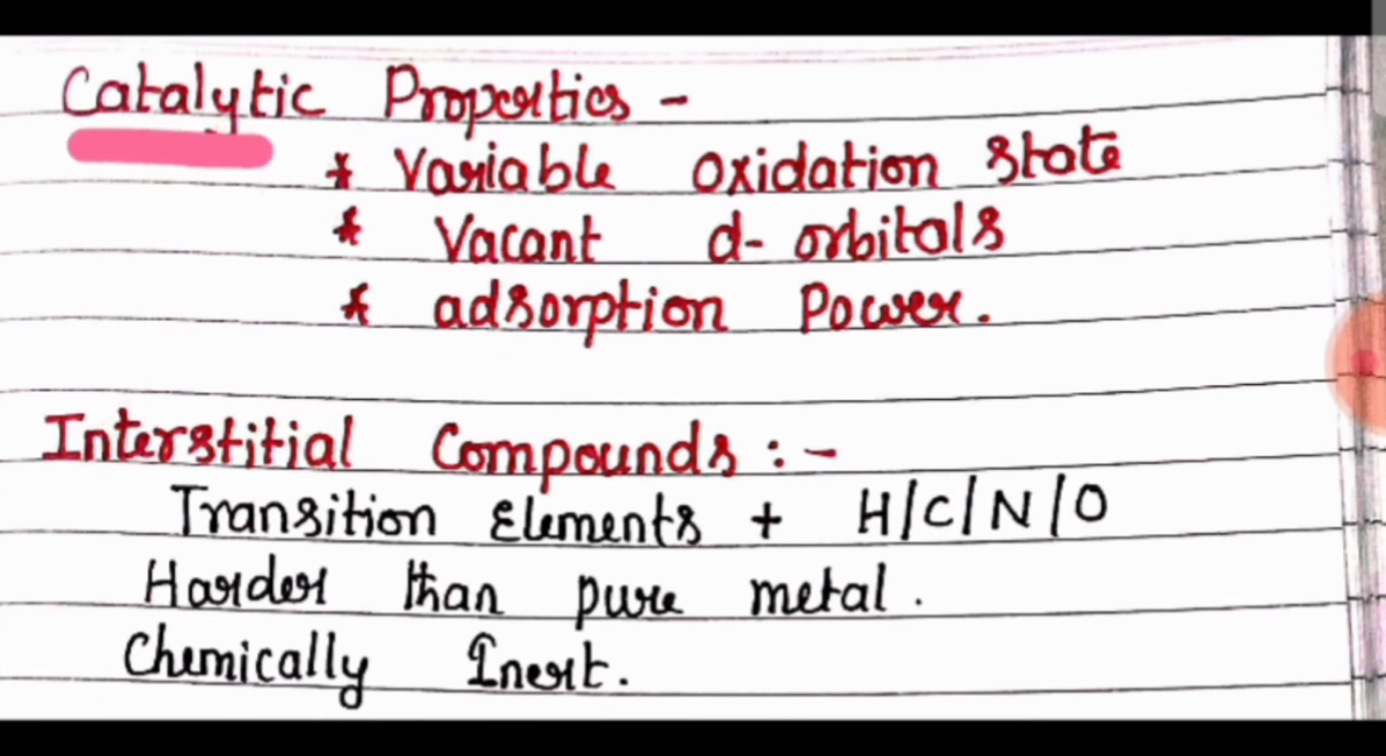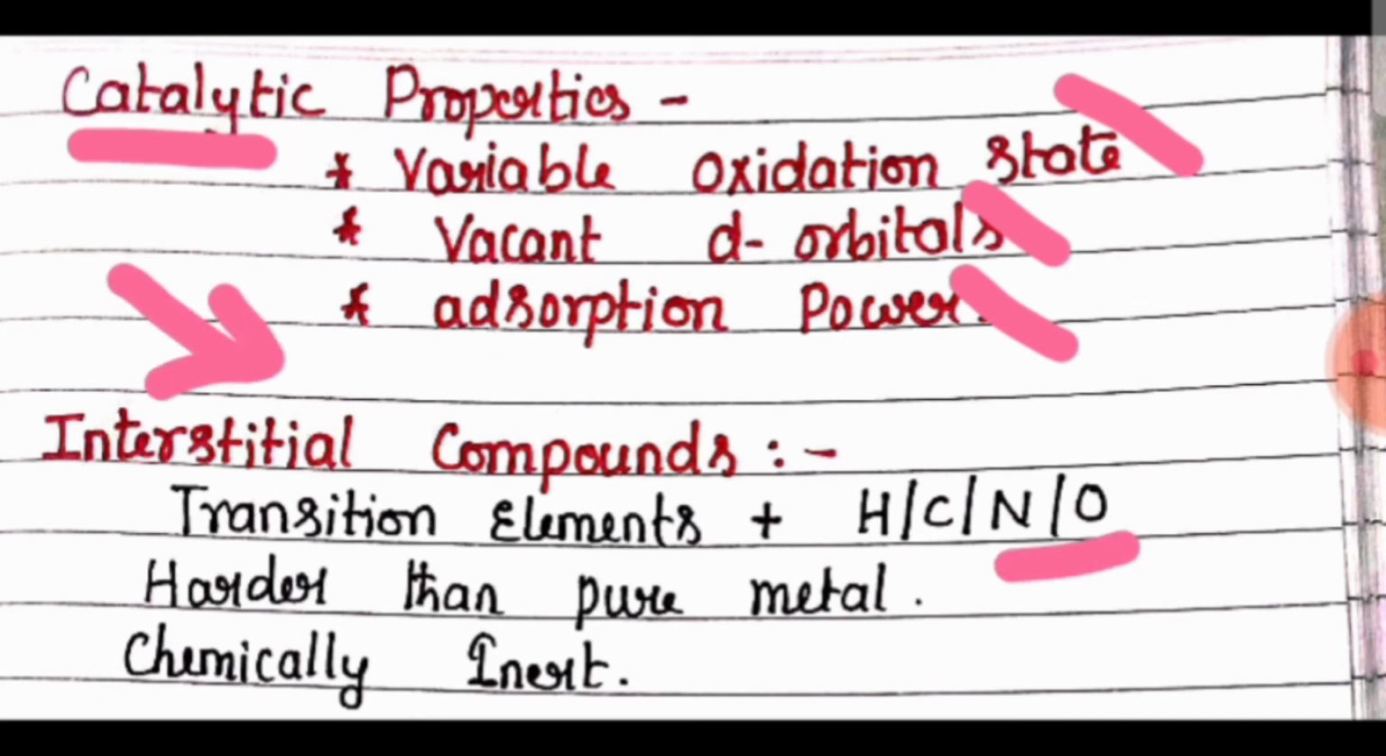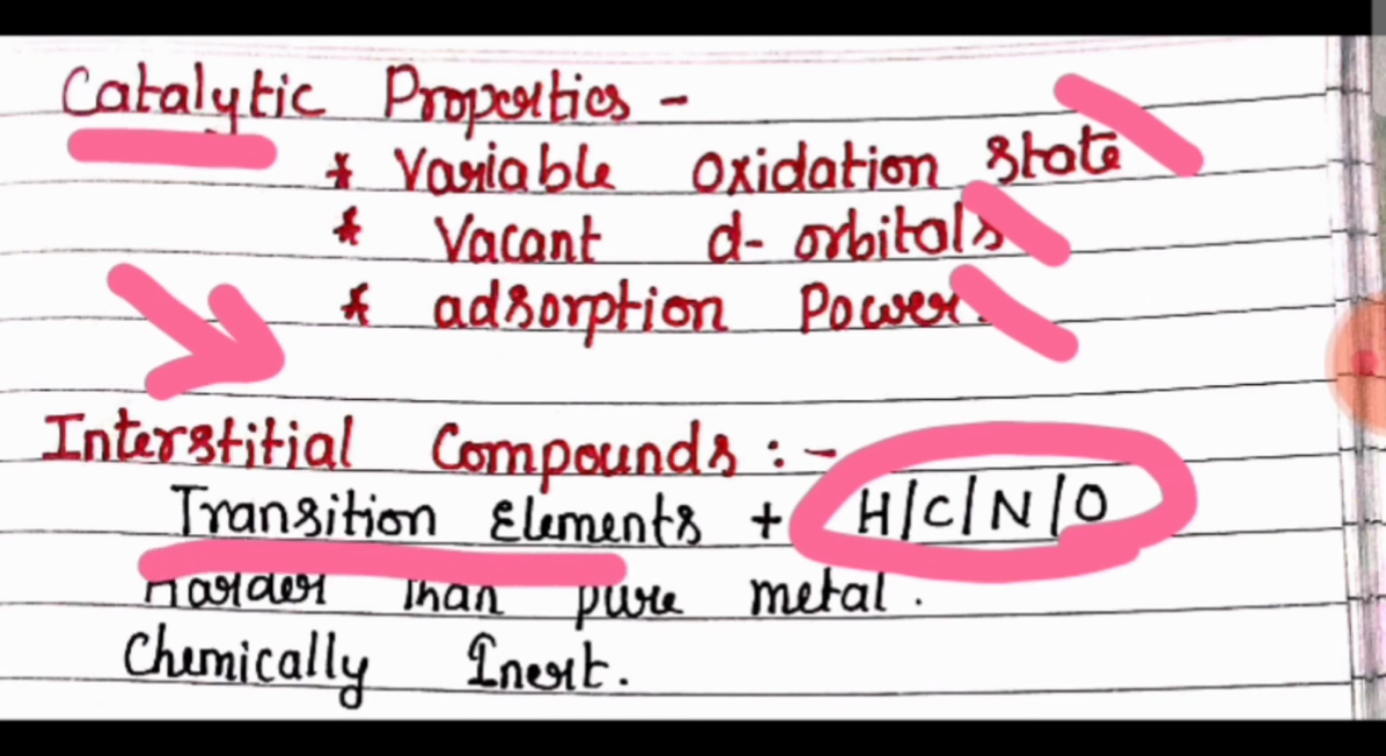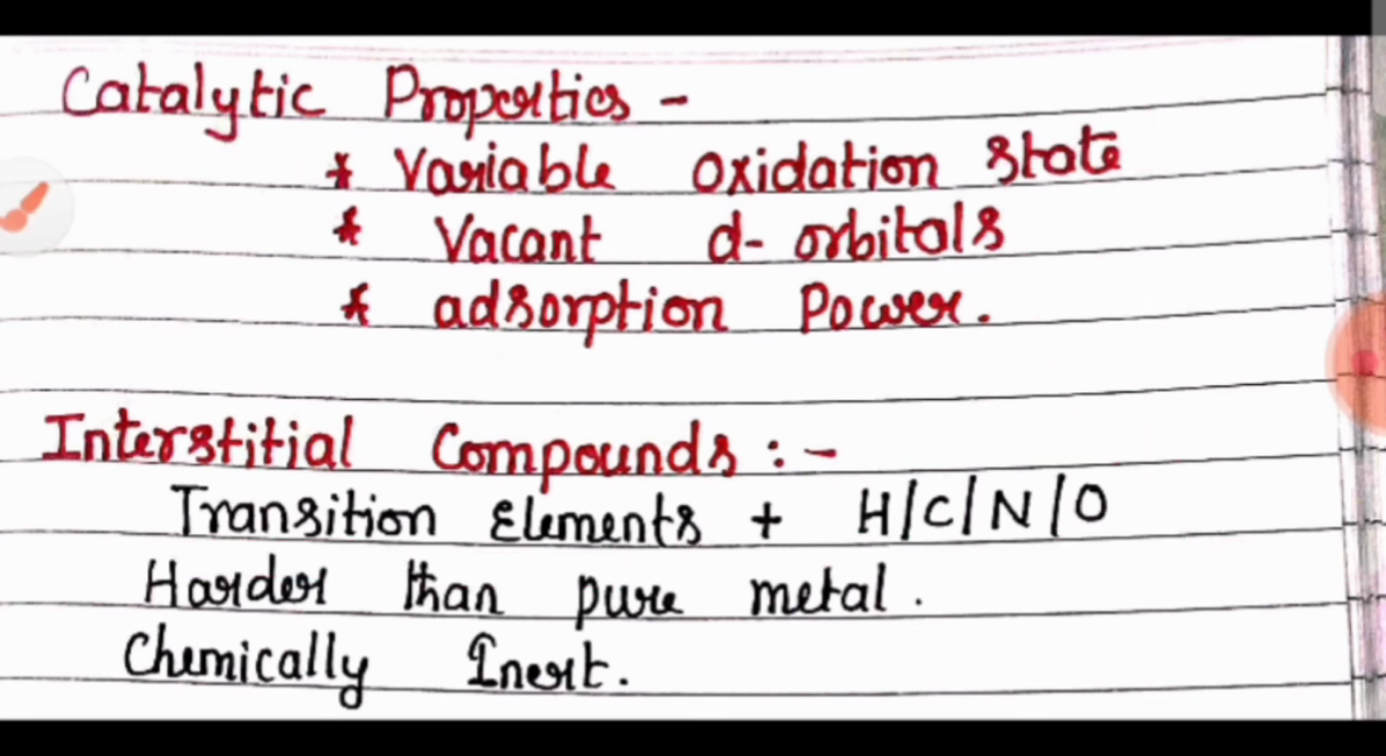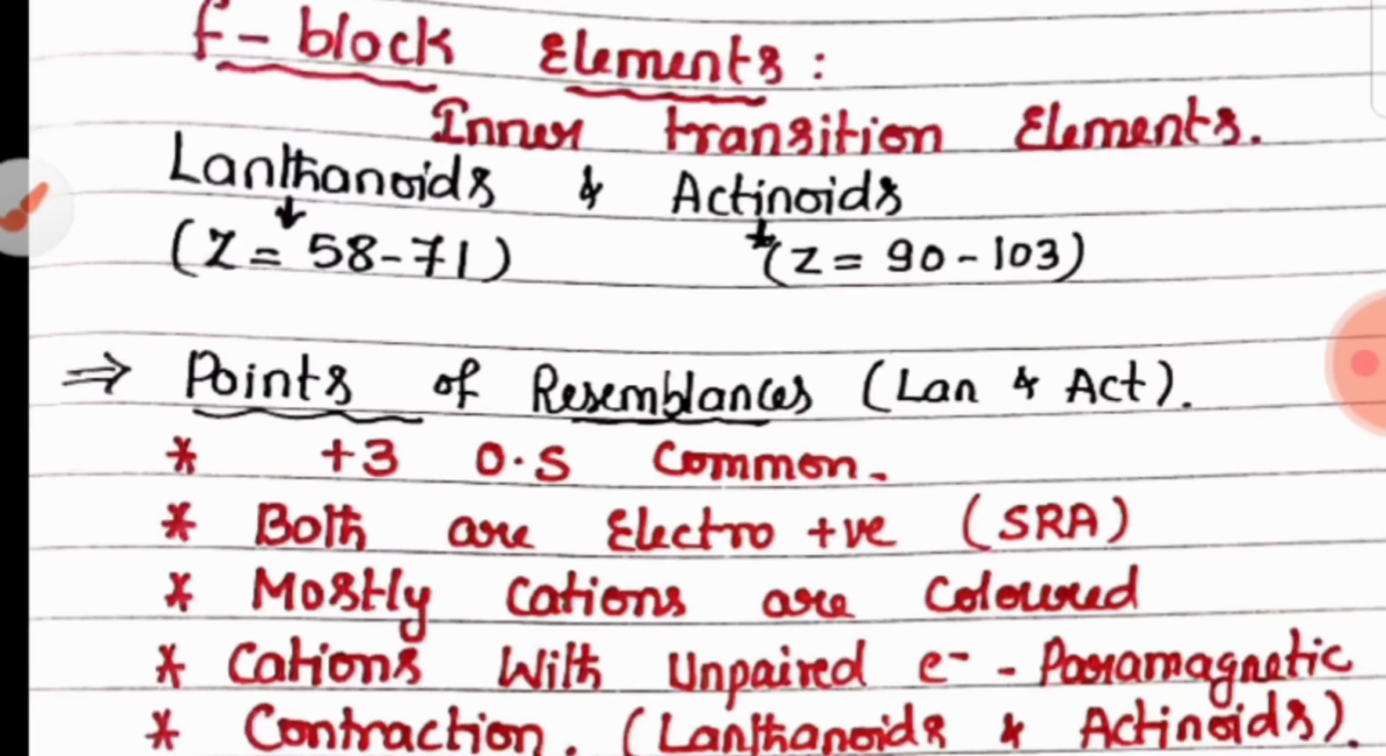And transition elements show catalytic property because of variable oxidation state, because of partially filled d orbital, and because of more adsorption power. And remember, interstitial compounds are those compounds in which smaller atoms like hydrogen, oxygen, carbon are trapped in the cavities of transition elements. Like that, interstitial compounds are formed, which are basically harder than the pure transition metal, and they are chemically inert in nature.